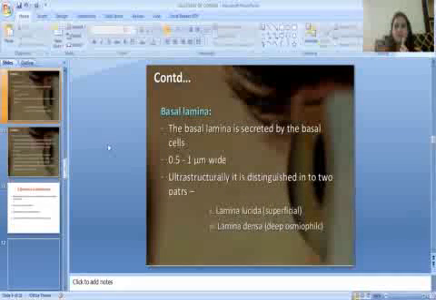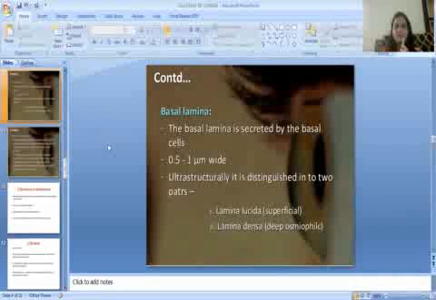The basal lamina is secreted by the basal cells. It is 0.1 to 1 micrometer wide. Ultrastructurally, it is distinguished in two parts: lamina lucida and lamina densa. Lamina lucida is superficial, lamina densa is deep and osmophilic.